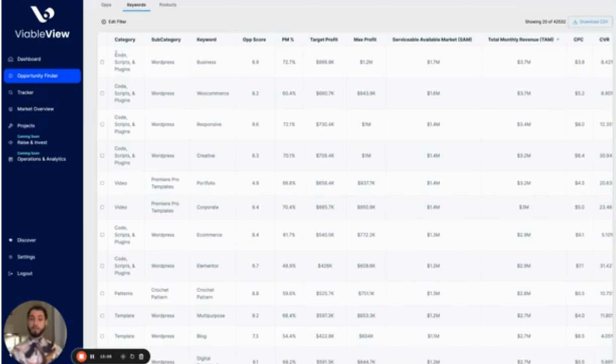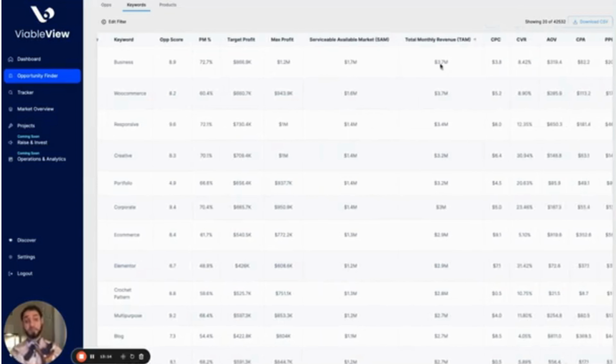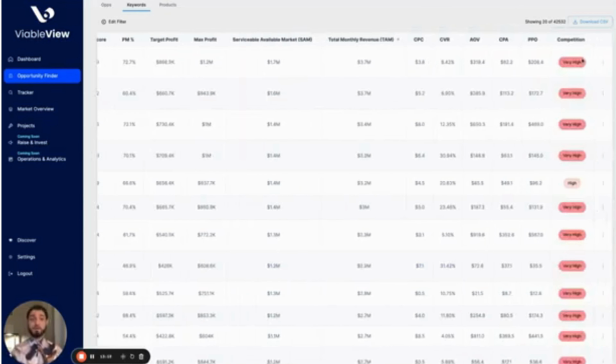So, here we have top one is business, and it's within the subcategory of WordPress, the overall category of code, scripts, and plugins. We see all of the same information. Looks like it's got a pretty big keyword here. We're able to save and track them, just like ops and products as well.